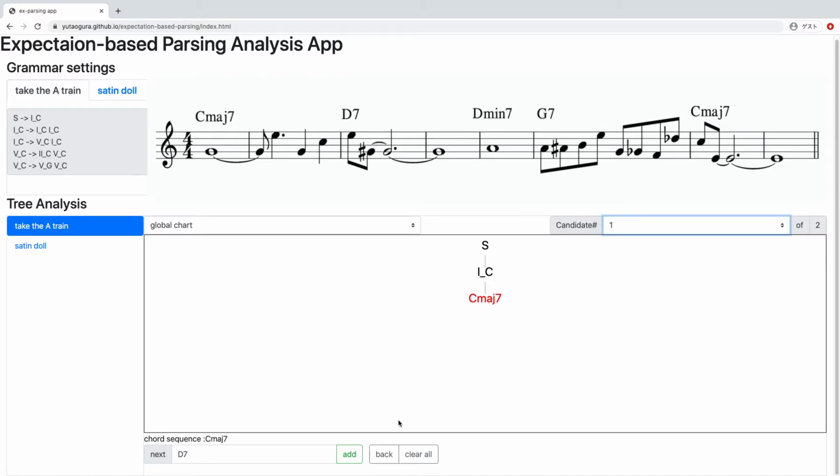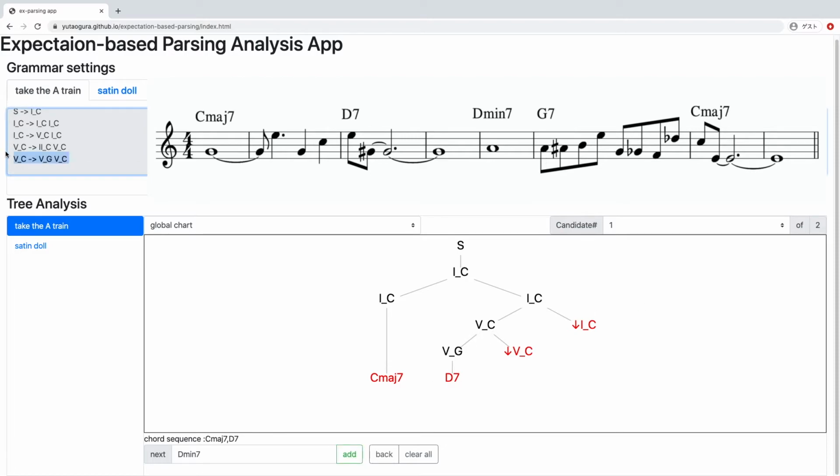Then, D7 is input. Since D7 is the fifth degree of G major, it can be seen that the fifth rule can be applied in the rule set this time. Since the parent of this rule is fifth degree of C, a rule that has fifth degree of C on the first term of the right side is searched. And the third rule is found.